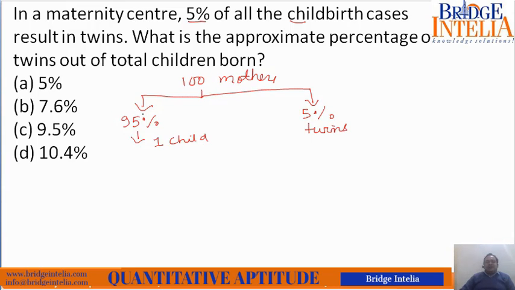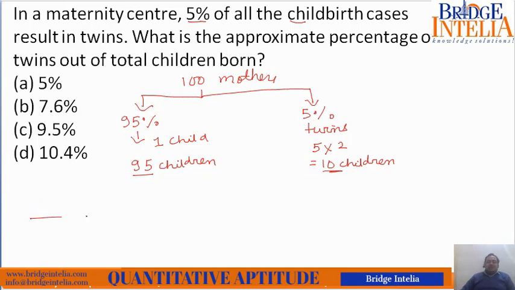So 100 mothers. So 95 mothers going to give birth to one child each. So 95 children will be born this way. And how many? 5 mothers, twins. So 5 into 2, 5 mothers. Each mother is going to give birth to twin. Twin means 2. So this way 10 children are going to take birth. So what is the total number of children?